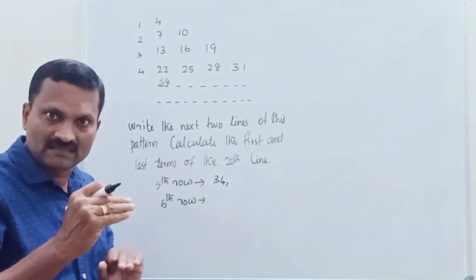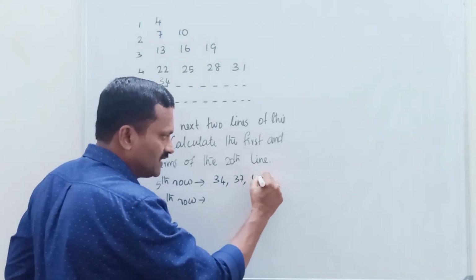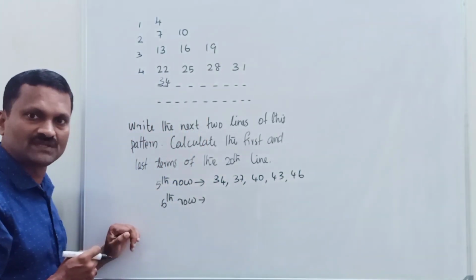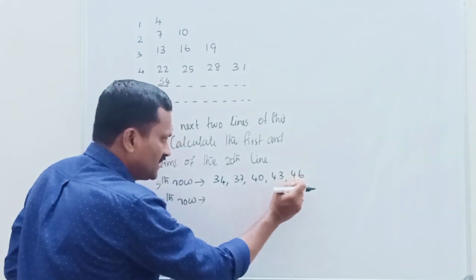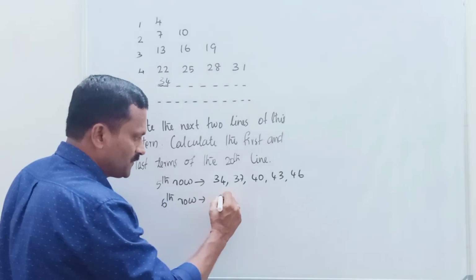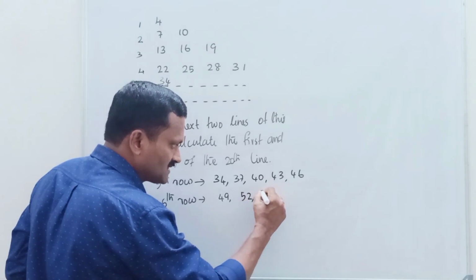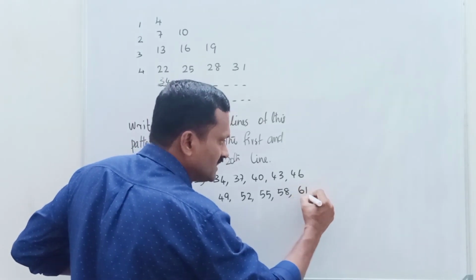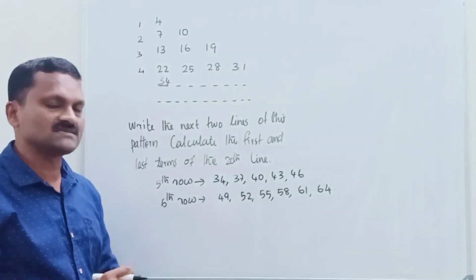What's the next number? 3 added. 34 plus 3, that is 37. Next 40, next 43 and 46. These are the 5 numbers in the fifth row. How to get the first number in the sixth row? The last number in the fifth row, that is 46, plus 3 will give the first number in the sixth row, that is 49. Next 49 plus 3, that is 52. 52 plus 3, 55. 55 plus 3, 58. 58 plus 3, 61. 61 plus 3, 64. These are the numbers in the fifth and sixth rows.